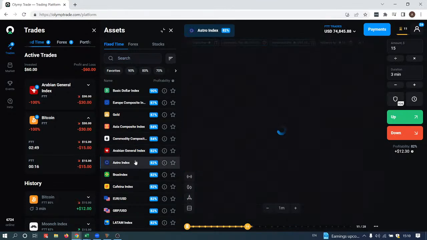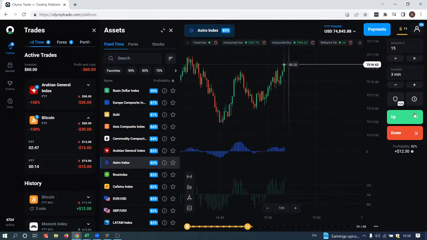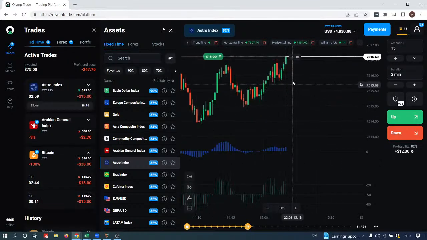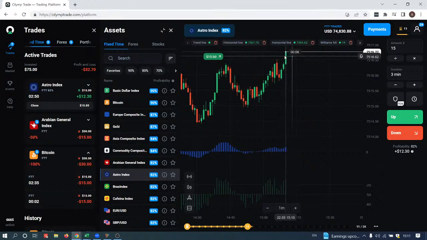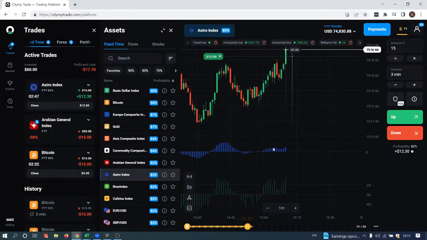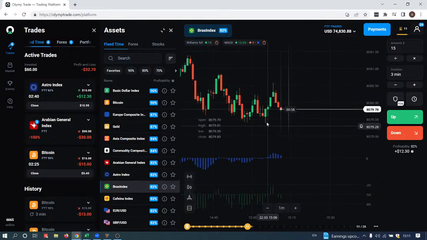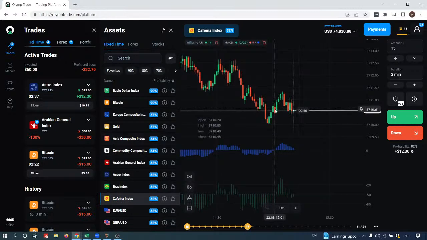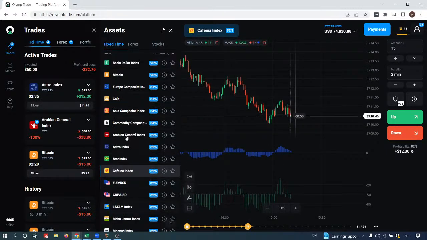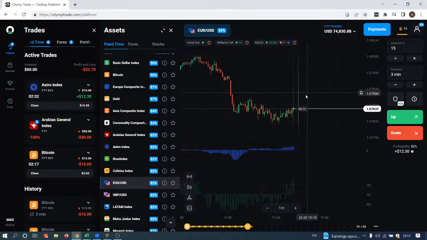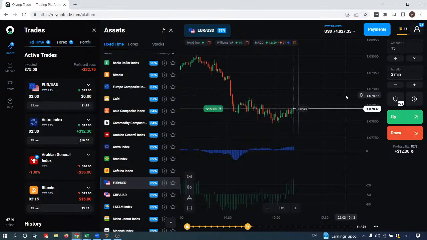So this strategy is really simple, yet it's efficient. Once you find a situation like this where we have a clear picture with both histograms located above the central lines, that is a signal for an up trade. All right, Euro USD, let's do it.